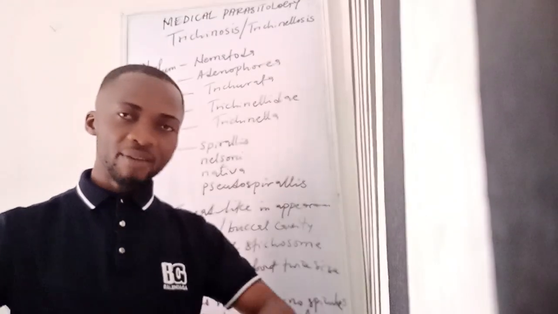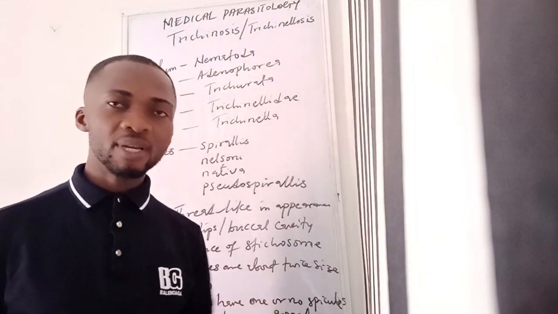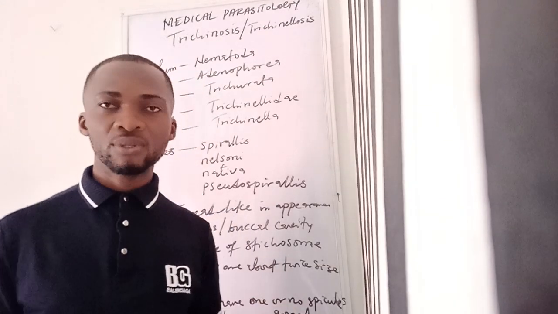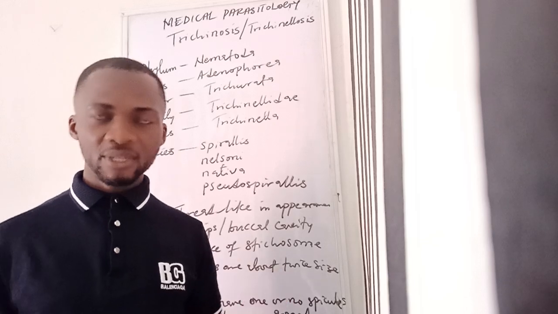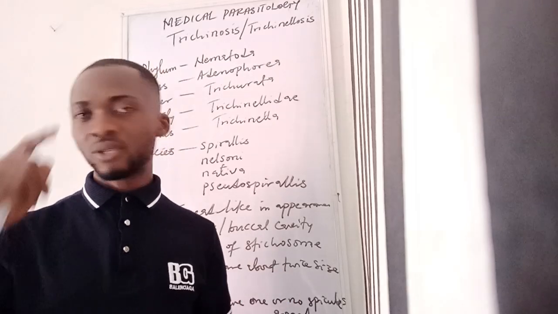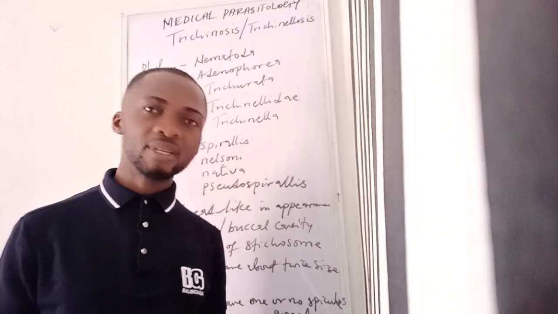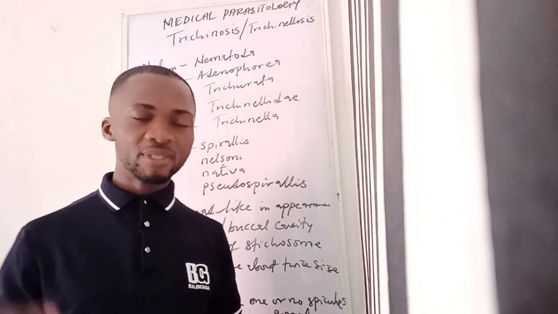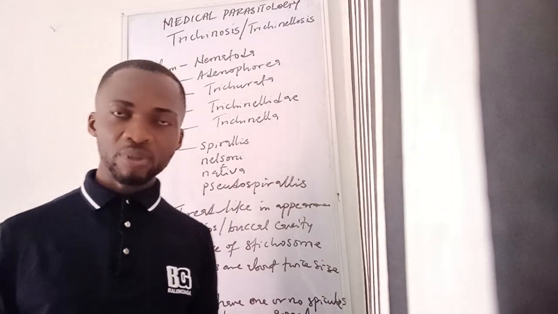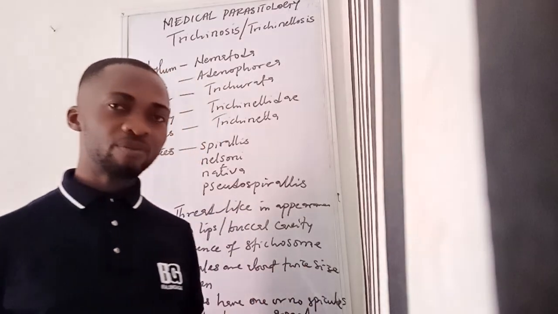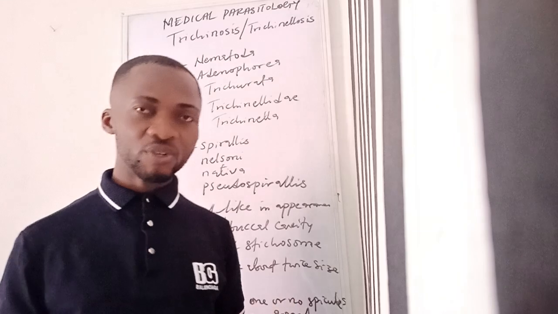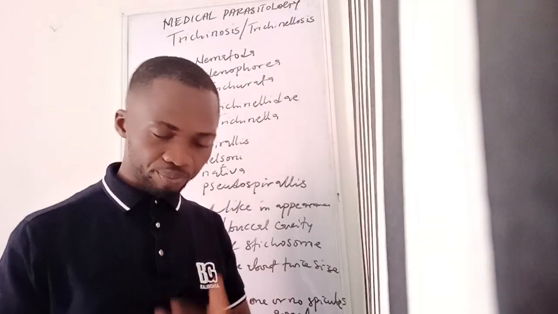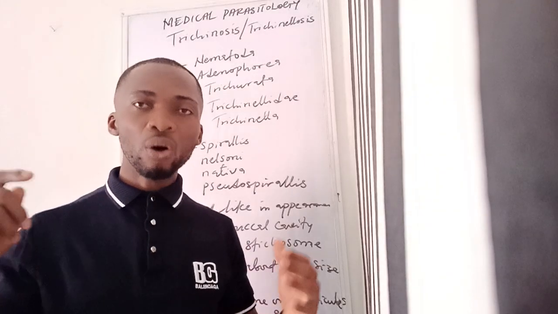Then when it comes to the life cycle, the first thing to understand is that the parasite is monoxenous. And when we say that the parasite is monoxenous, that means it requires one host to complete its life cycle. The opposite of monoxenous is heteroxenous, meaning that the parasite requires more than one host to complete its life cycle. So Trichinella requires one host. This host could be human or animals.